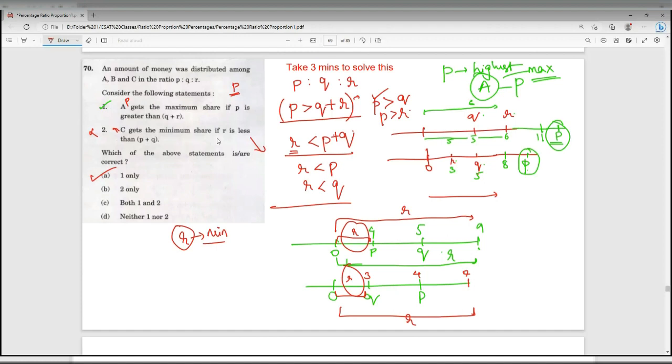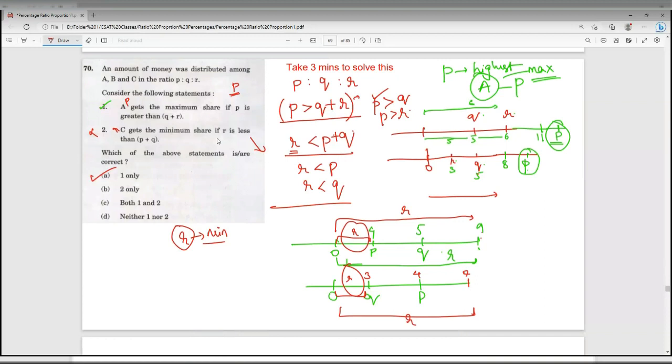Because we cannot say that if R is less than P plus Q. For example, in this case, P plus Q is 9. I have taken just an example here, 4, 5. P is 4, Q is 5, P plus Q is 9. So if R is less than 9, I cannot say R is the least number among 4, 5 and R. I cannot say R is less than 4. I can only say R is less than 9.